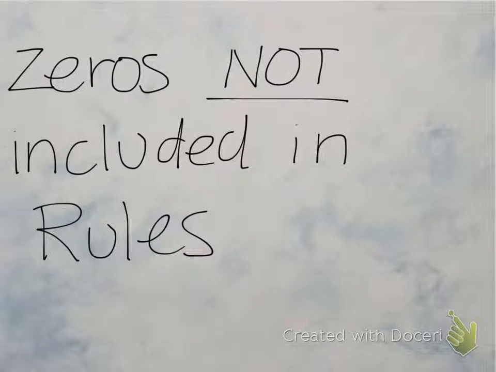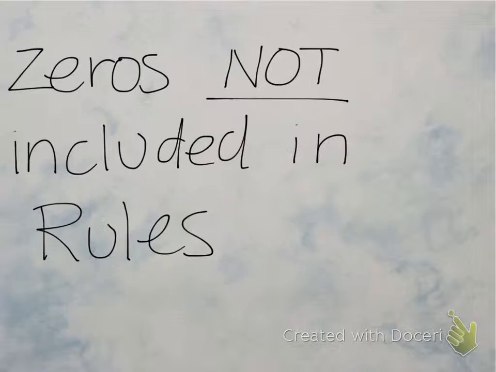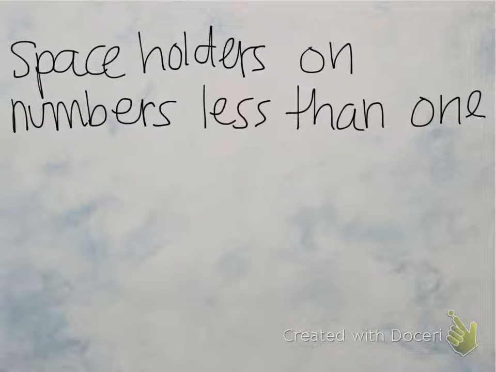But there are zeros that were not included in the rules. So you're probably looking back to this slide and thinking, well, what about this one? What about this one? Are those significant? Are they not? We're going to go over those now. So zeros that are not included in the rules. The first are space holders on a number that is less than 1. When you did scientific notation, a lot of those zeros were space holders.